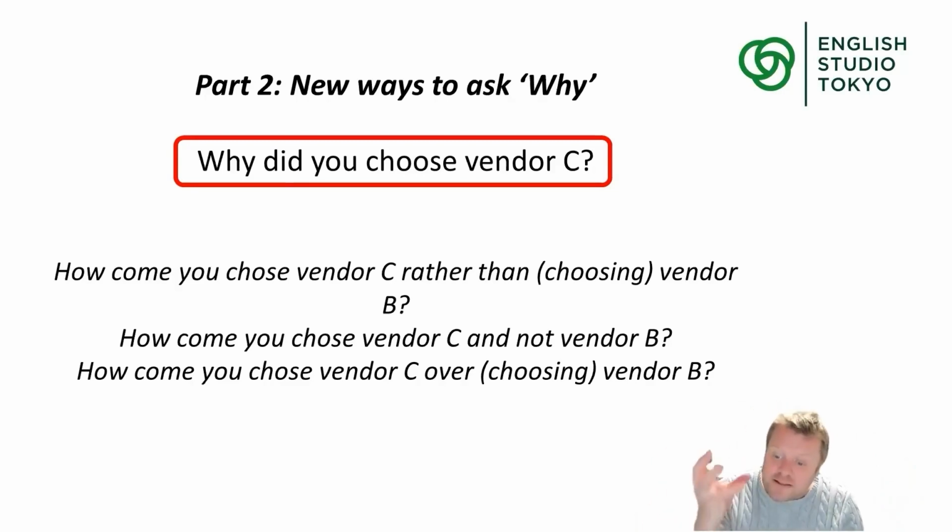So if you want to totally remove that ambiguity, and that's our goal. Being great communicators is about totally removing ambiguity and letting people use their time with understanding, not confusion. You can still use the same techniques. Hey, how come you chose vendor C rather than vendor B? How come you chose vendor C and not vendor B? How come you chose vendor C over vendor B?